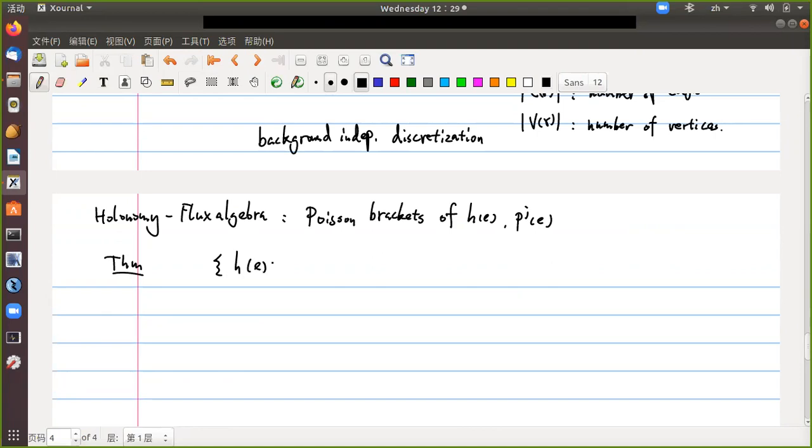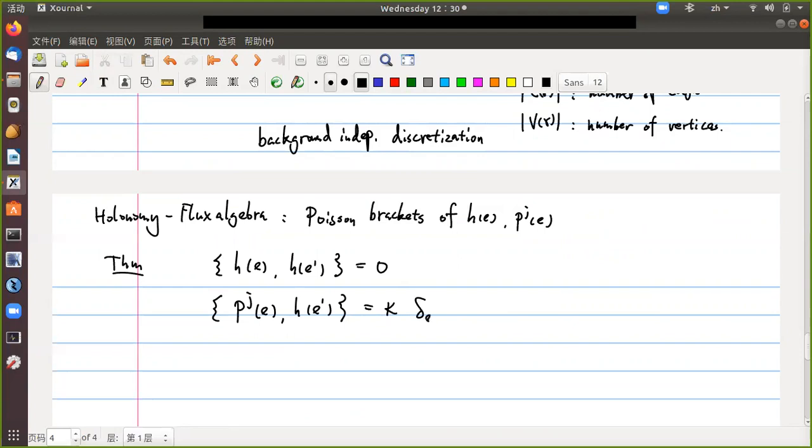So firstly, holonomy and holonomy, for arbitrary edges e and e prime, which can be the same or different, the Poisson bracket is always zero, because H only depends on the connection A. Both of them are functions of A, so the Poisson bracket must be zero, because the Poisson bracket of A with A is zero. And here you get a non-trivial Poisson bracket between P and H, because P depends on E and H depends on A, equal to kappa, the gravitational constant.